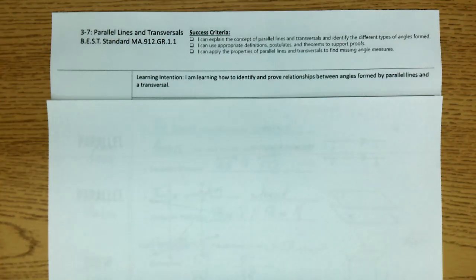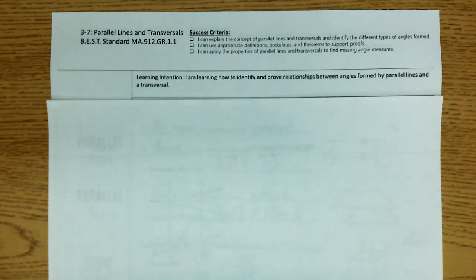So, success criteria: I can explain the concept of parallel lines and transversals and identify the different types of angles formed. I can use appropriate definitions, postulates, and theorems to support proofs. Again, you will have proofs on these later on. And I can apply the properties of parallel lines and transversals to find missing angle measures. That's the big one for today. Hopefully by the end of this you can do that third one.